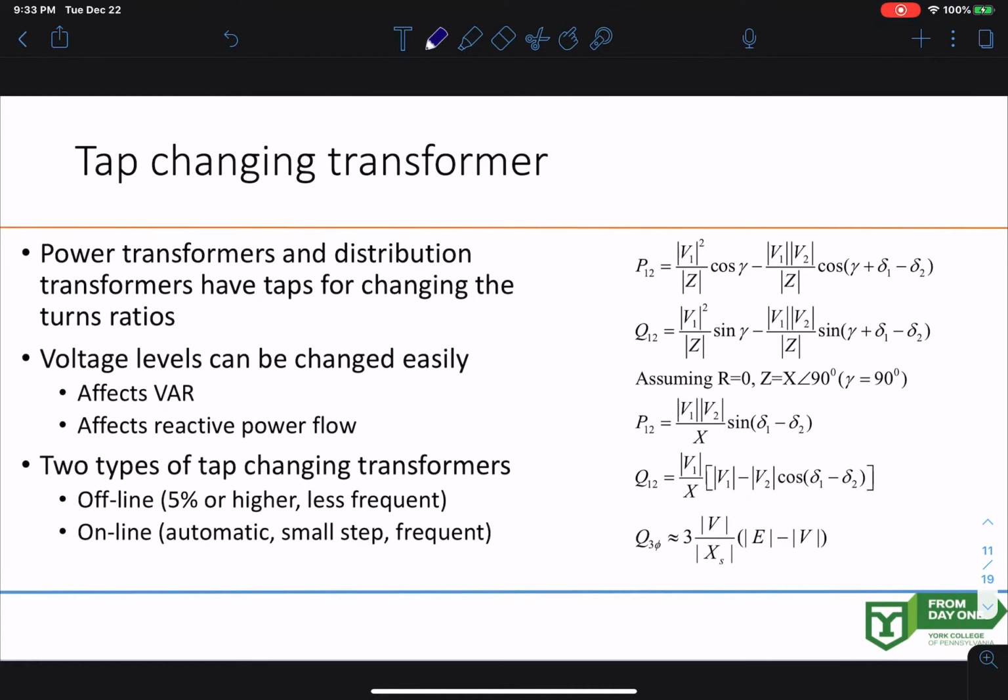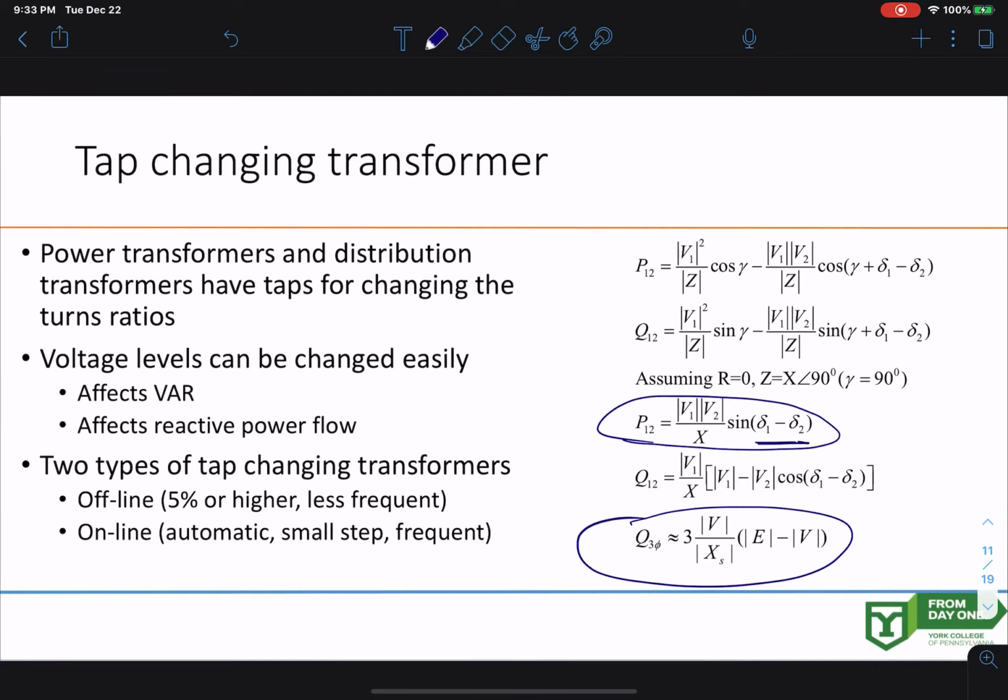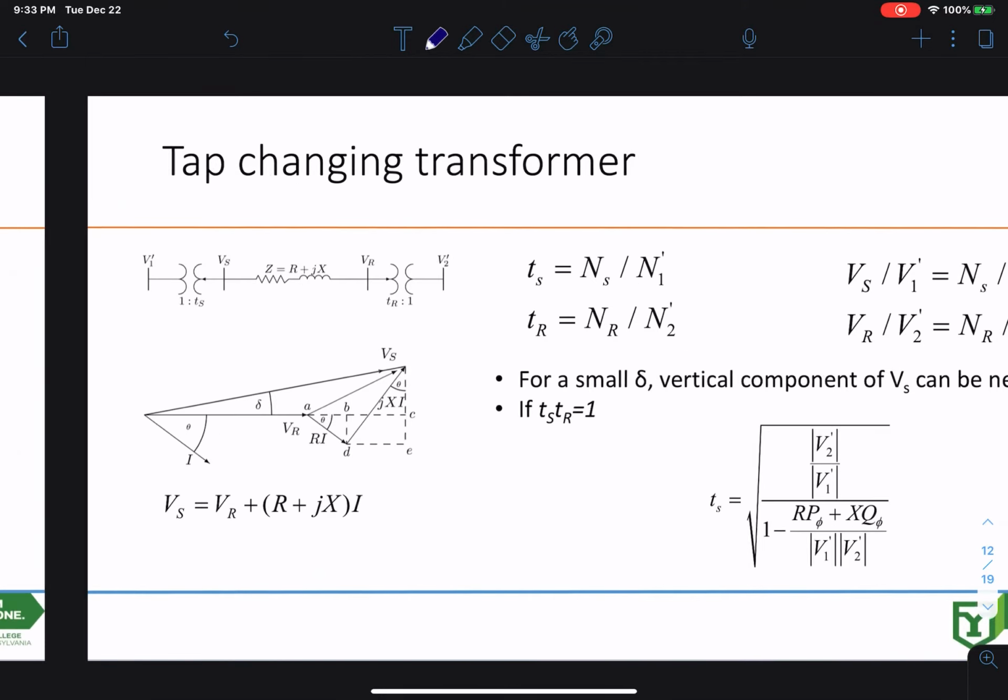As you know from the previous equations, you have the real power equation over here and the reactive power equation over here. The real power equation mainly depends on the angle difference. If you change the angle between two nodes or two buses, you change the real power flow between them. And if you change the voltage, you change the reactive power flow. So if you change a tap in your transformer at one node, that either changes your voltage, or voltage and angle both, and that will change the power flow in the network.